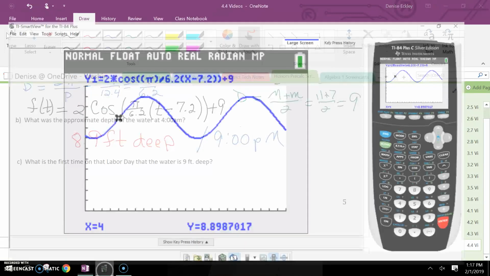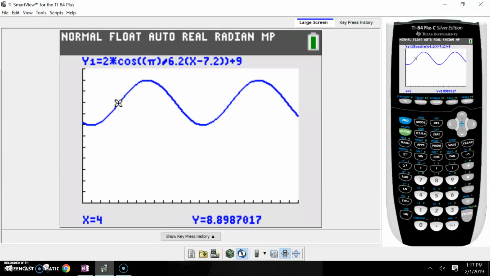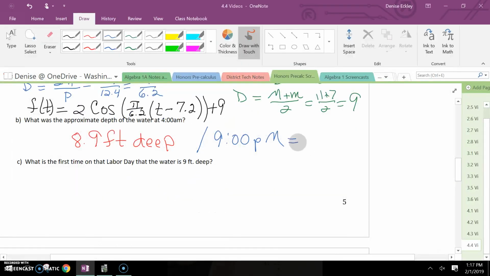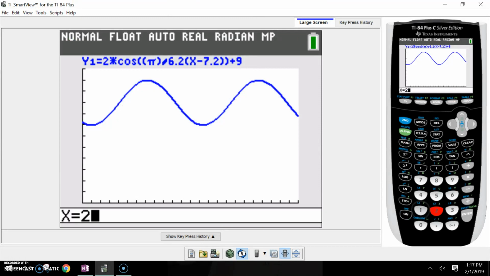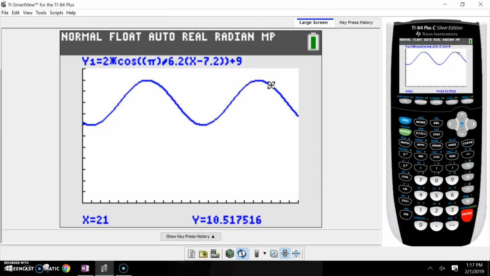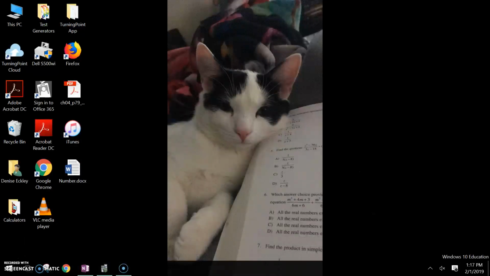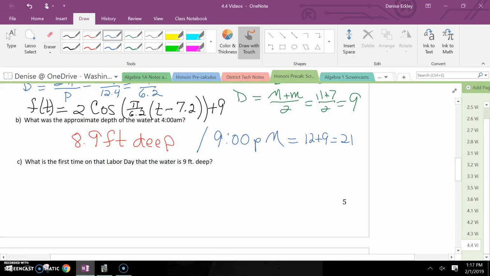So we can go back to our graph and just type in, now remember 9 p.m. is going to be 12 plus 9. So that's going to be 21 hours have passed. So we can just type in 21 while we're in the trace feature. It'll take us right there. And you can see it's 10.52 feet. So the answer to this part is going to be 10.52 feet.